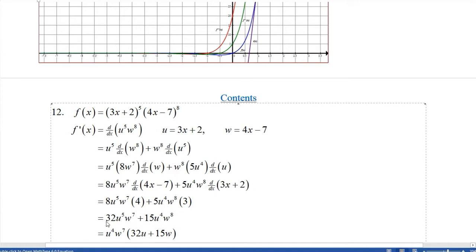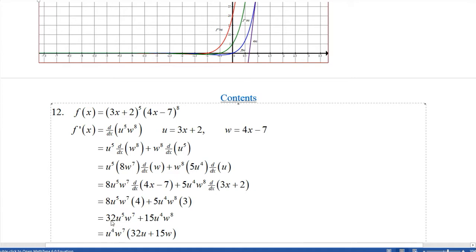And then we want to see if we can factor this out. It's easier to see if we don't do the substitution back yet. We see u's in both of these. So we go with the smaller power, 5 and 4. The smaller power is 4. So we pull out a u to the 4th. We see some w's here. This one has 7. This one has 8. We go with the smaller amount, which is 7 for the power, and bring that out front.